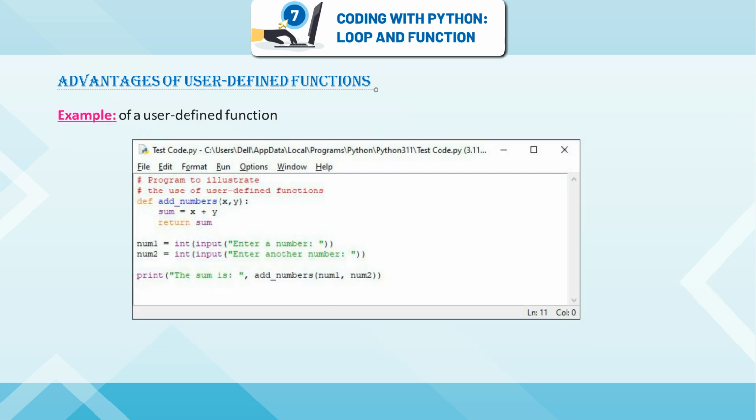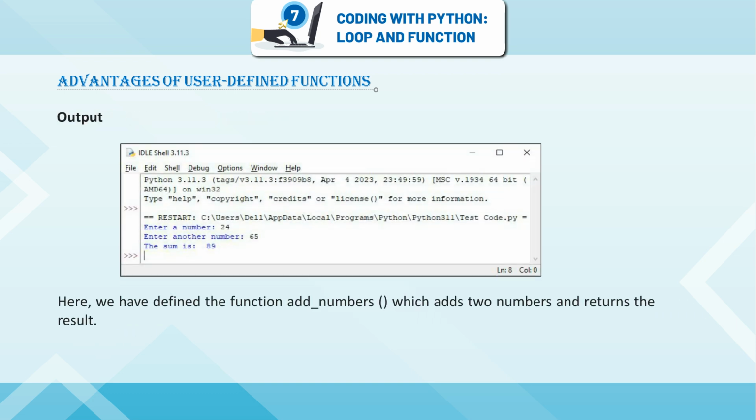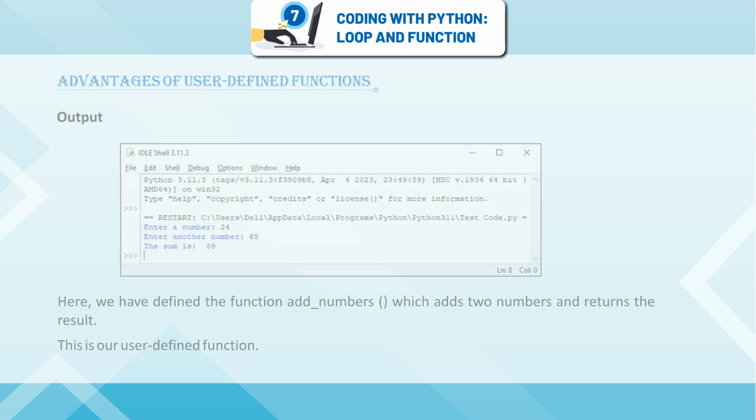Example of a user-defined function. Output. Here we have defined the function add_numbers, which adds two numbers and returns the result. This is a user-defined function.